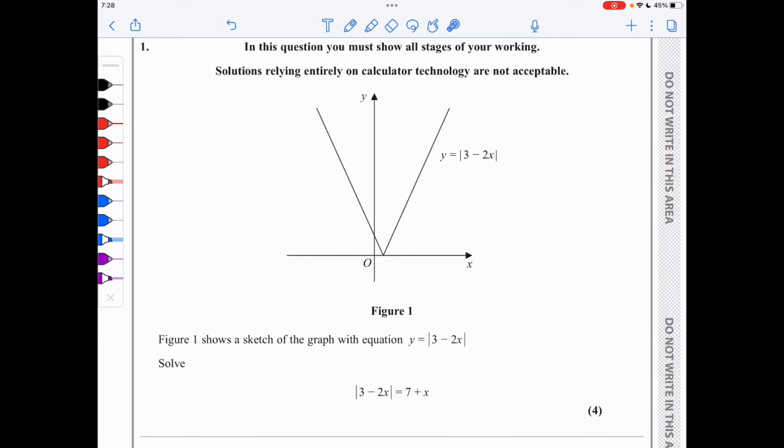In question 1, we're given the graph of y is the modulus of 3 minus 2x, and we need to solve modulus of 3 minus 2x is equal to 7 plus x. Well, I will start by adding the line with equation y is 7 plus x. It's cutting the y-axis at 7.